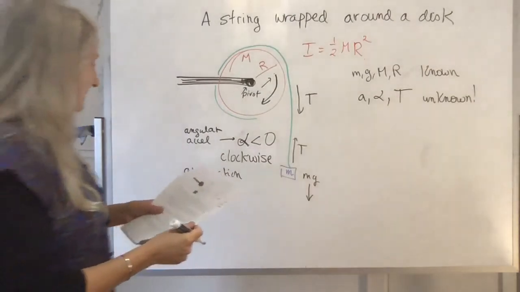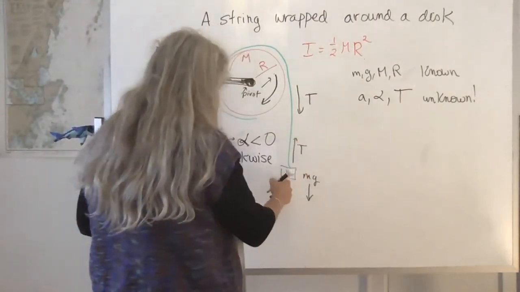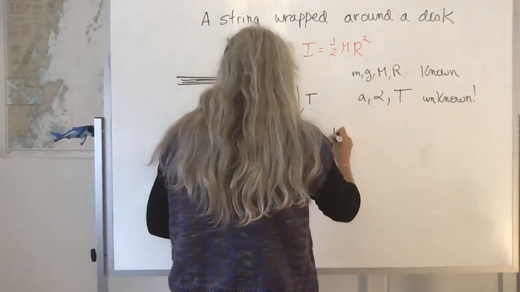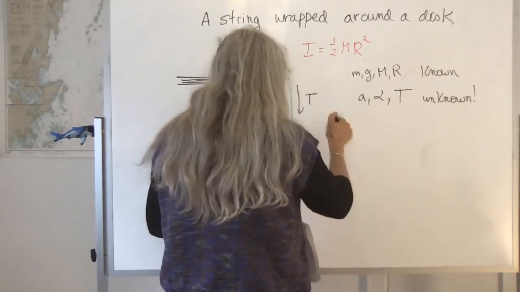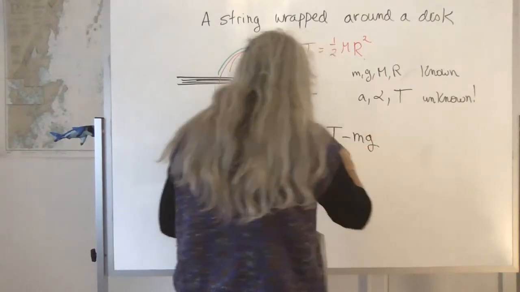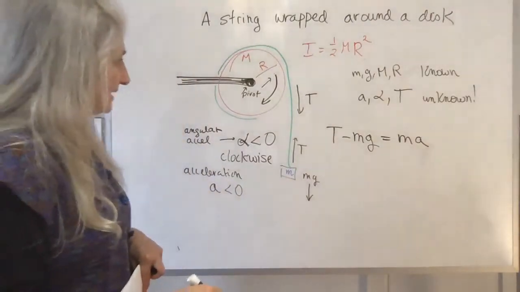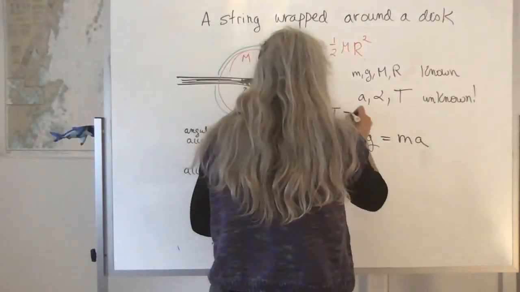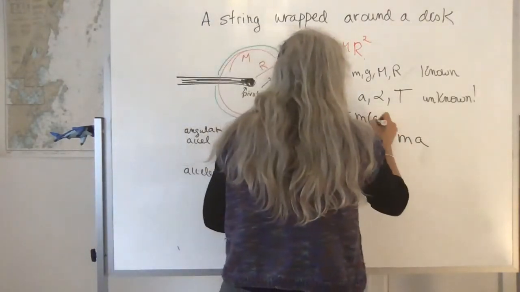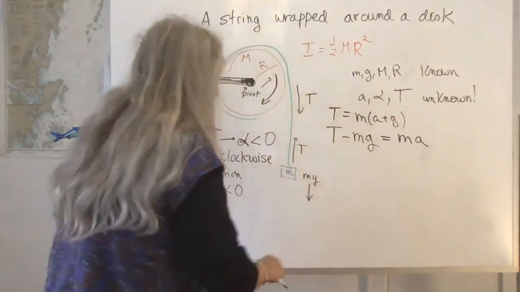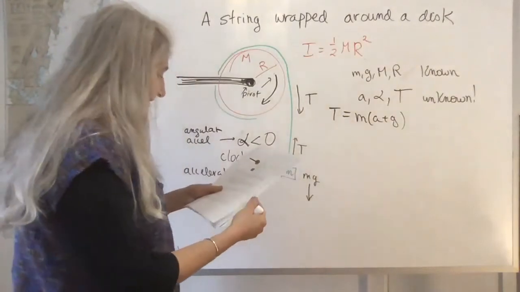Okay, so let's write down some conditions. So force, let's do force on this mass. The force up is T, the force down is mg, and that's going to equal ma, and that should be down. So this gives us T is equal to m times a plus g. That's perfectly fine. Very good. So that's a nice condition.